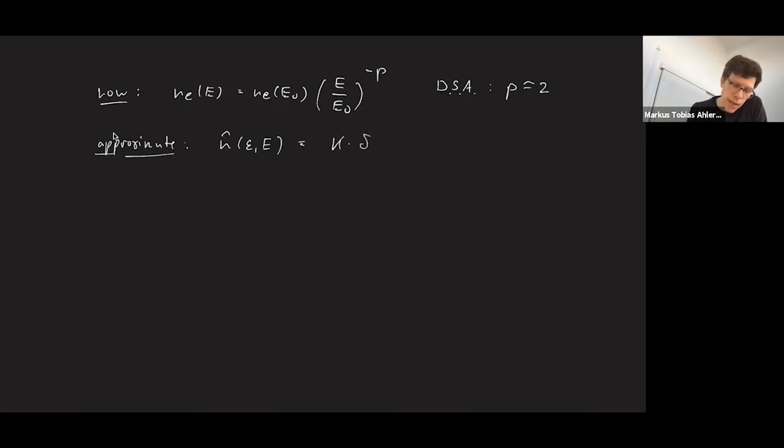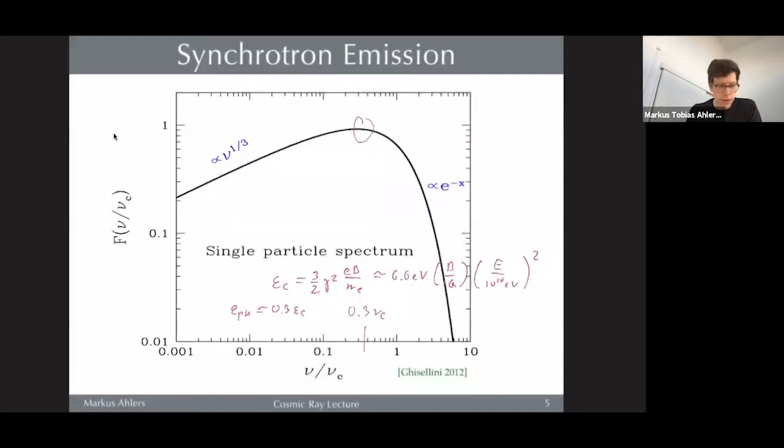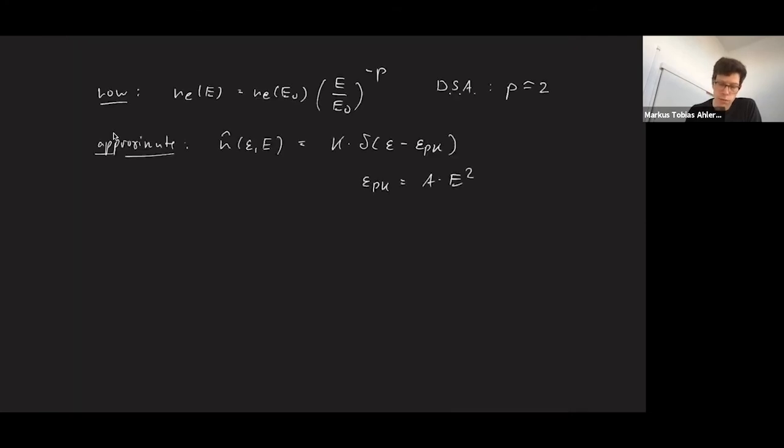I call it K times delta, and then here E minus E peak. And the peak energy will be some constant A times the energy squared. So the more precise expression would be given by this equation. The peak energy is about 1/3 of the critical energy, and the critical energy scales like this prefactor with the energy squared. So this is all that's going into this prefactor alpha here. And for now, we don't really worry about the normalization constant K here.